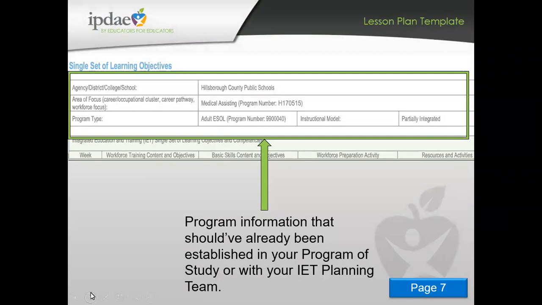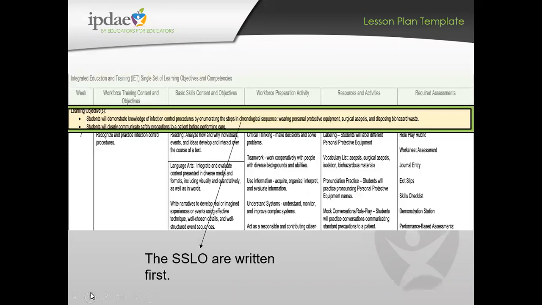So where that green box is, a lot of this, like I said, should be coming from your program of study, your IET planning team. And this is just an example. You can see we have the district, the area of focus, we have medical assisting, and the program number. The program type will be adult ESOL with that program number. And then this model is partially integrated. Then under that, we now divide it into the single set of learning objectives and the competencies.